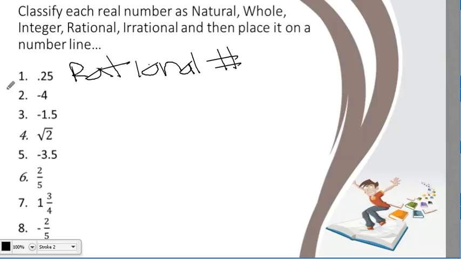Let's go ahead and look at number 2. -4. Well, it's not one of our natural numbers. It's not one of our counting numbers. It's not considered a whole number, because remember, whole numbers are 0 and then all of the natural numbers. It is an integer.